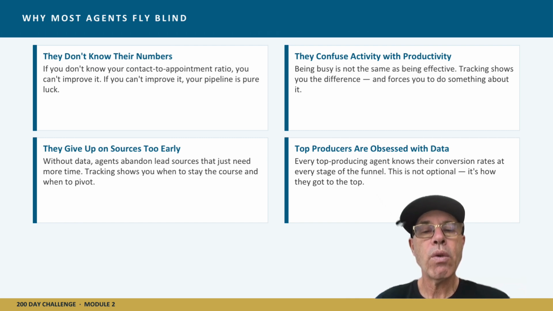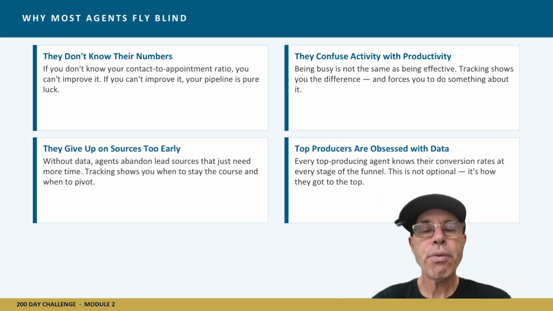Reason number 2 is they confuse activity with productivity. Being busy is not the same as being effective. Making 50 calls that produce no conversation is very different from making 30 calls that produce 10 conversations. Only tracking reveals the difference.